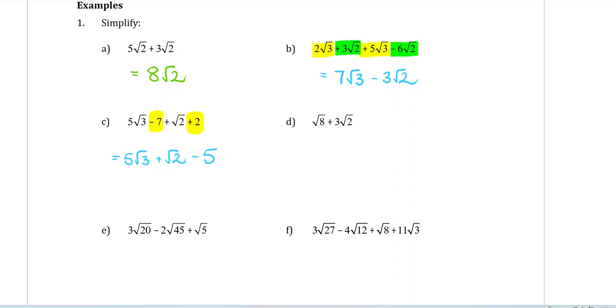All right, part D, square root of 8 plus 3 root 2. So it's tempting to go, they are not like surds, so I can't do anything. But I need to simplify the square root of 8. Simplifying square root of 8, we can break that apart to be 4 times 2. And then I'm going to add the 3 root 2 on the end. The square root of 4 is 2, so it'll be 2 root 2 plus 3 root 2. Adding the like surds together, because they're both root 2's now, 2 plus 3 makes 5 root 2's.